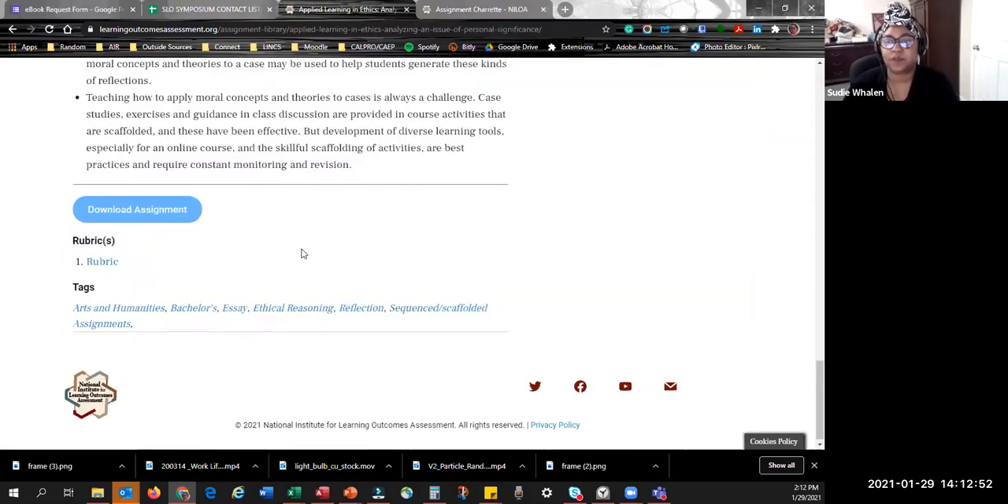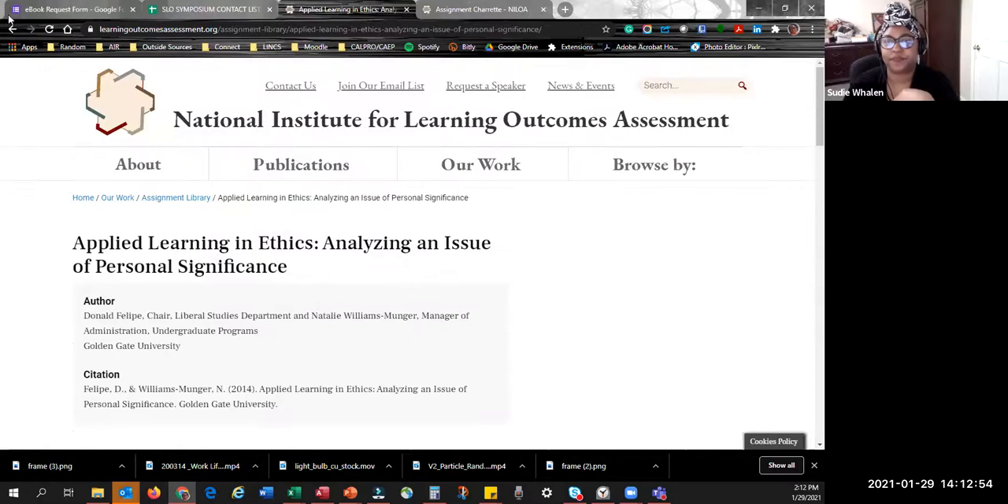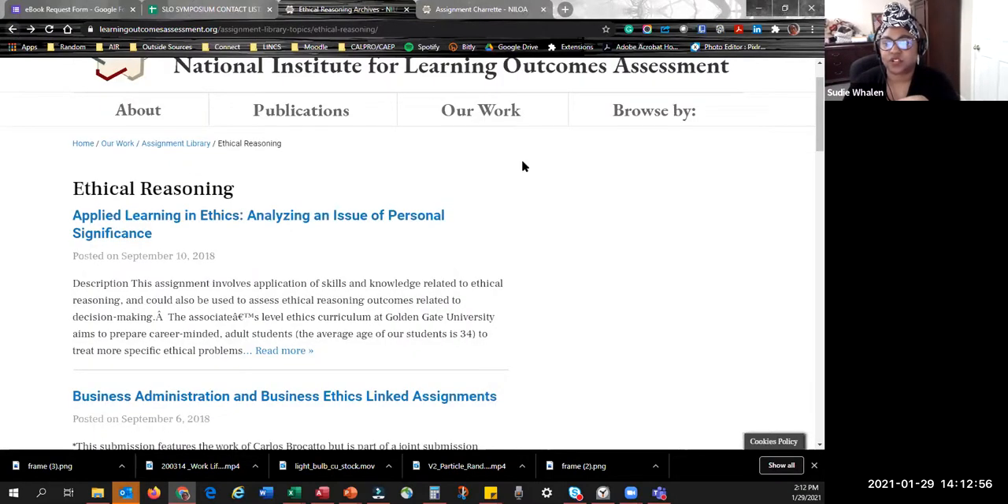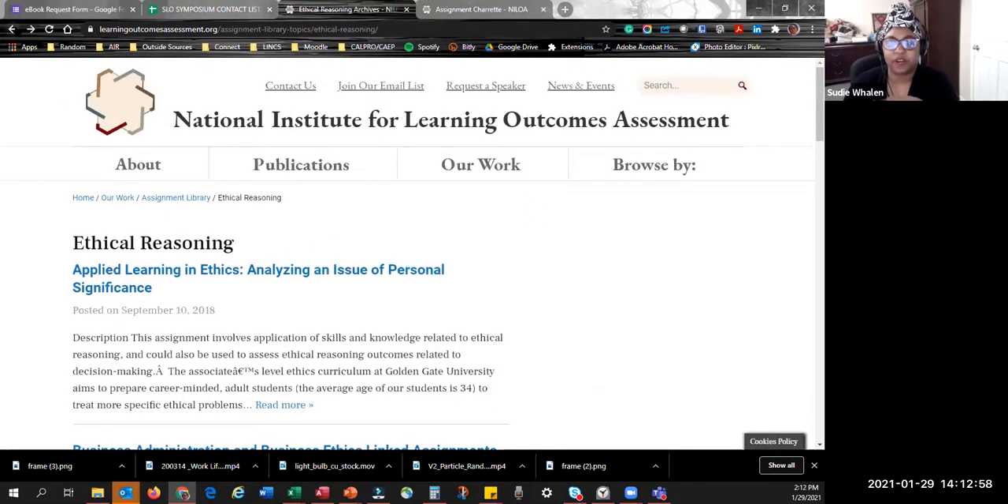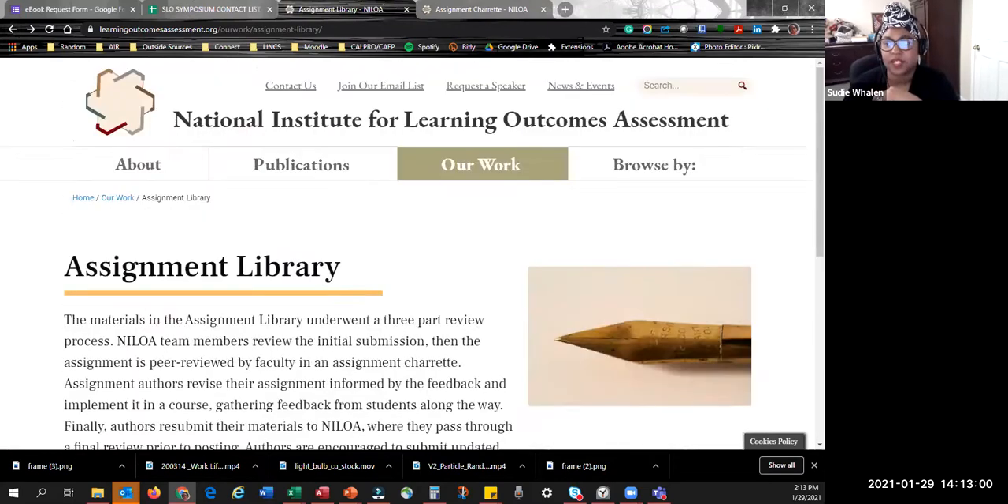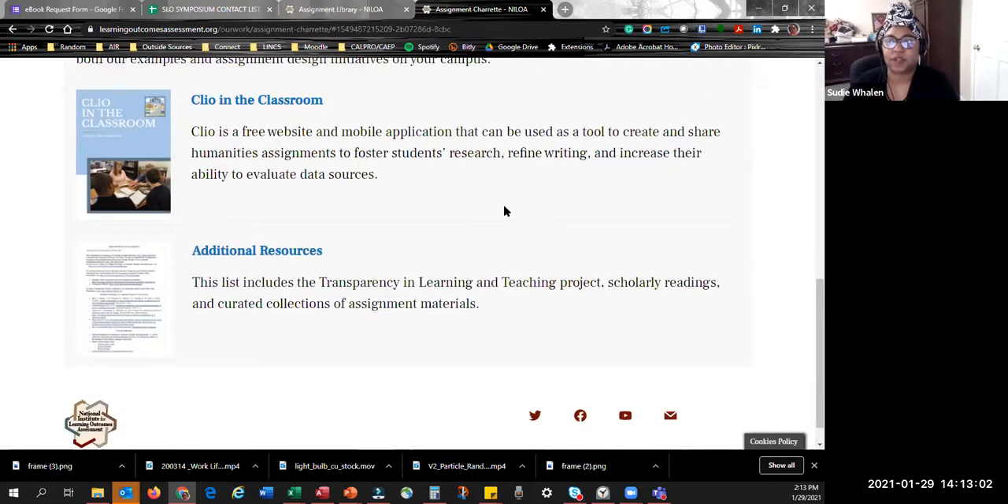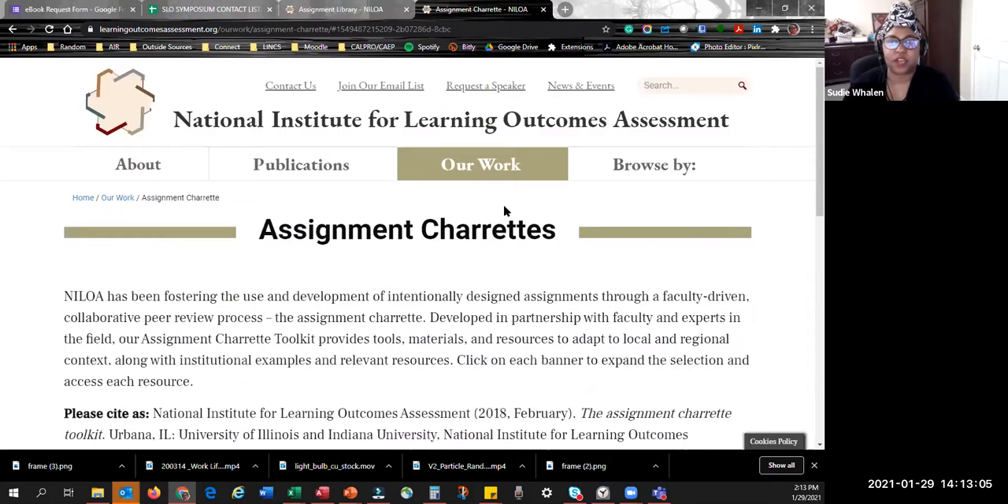Both of these, whether we're talking about the assessment library, where you can look for all of the various assessments, or the assignment charrette center, have a lot of great stuff. The NILOA website in and of itself is a really great tool, and when you have time, just go through and look at all the stuff on here.